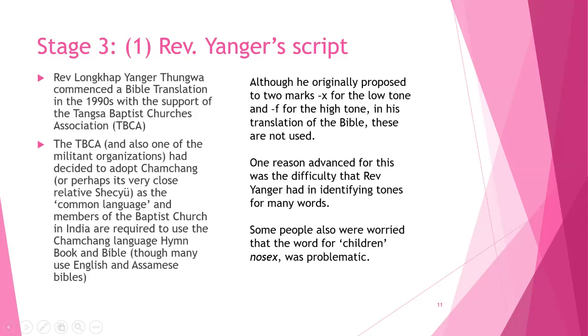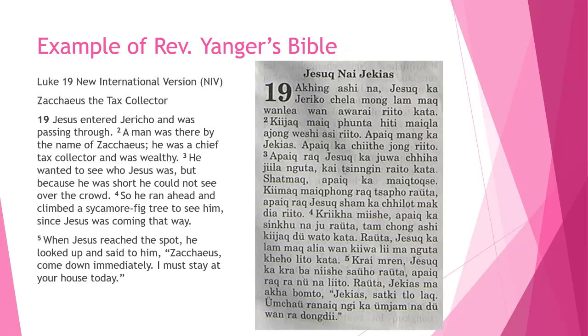So he originally proposed two tone marks, X for the low tone and F for the high tone in his variety. But in his Bible translation, he doesn't use those. He said one of the reasons was that he just couldn't work out which ones to write. And as you see there, some people expressed that his way of writing the word for children was problematic.